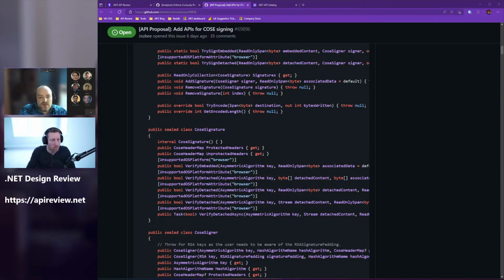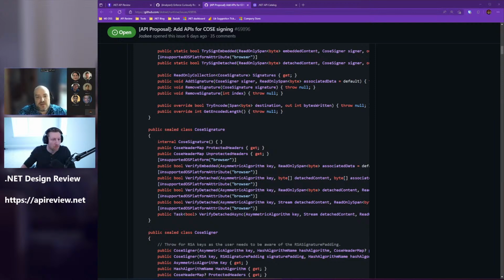Okay. So COSE signature. So the type in the middle of the screen right now. This is where, for multi-sign, all of the verify methods live. Again, it looks like verify embedded just missed the byte array overload for associated data. And yeah, so this is the signers, protected headers, the signer level unprotected headers.